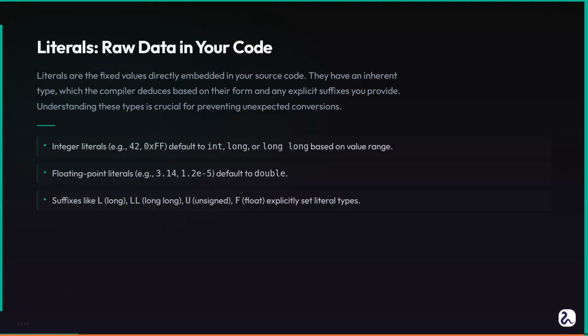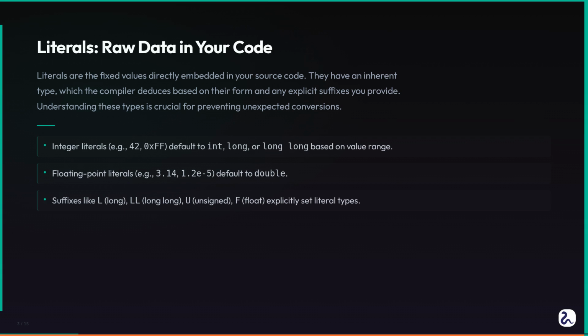Let's start with literals. Think of literals as the raw, unadulterated data you embed directly into your source code. When you type 42, 3.14, or a character, you are writing a literal. The compiler doesn't just see a sequence of characters. It immediately assigns a type to that literal based on its form and any suffixes you provide. This implicit typing is crucial because it dictates how the literal is stored in memory, how much space it occupies, and what operations are valid on it.